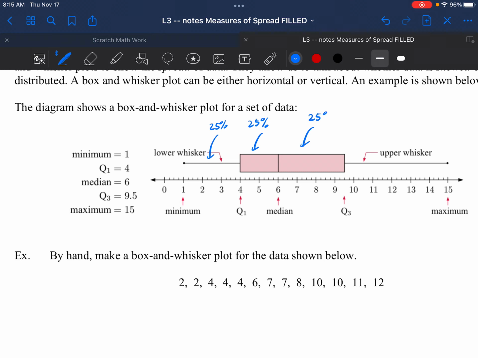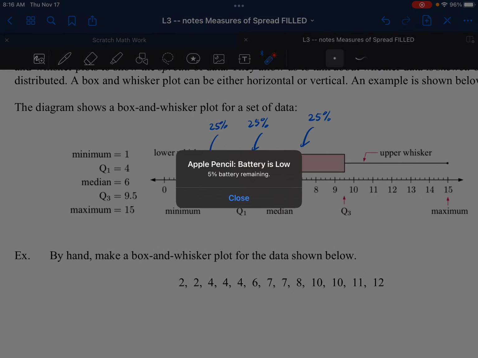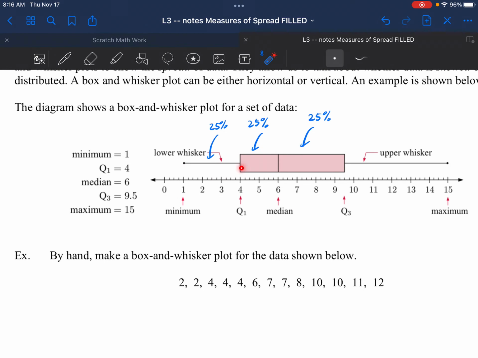So that's why this is called Q1, because it separates the first 25% of data from the second. All right. So in this case, it looks like we have a bigger range of values, a bigger spread here than here. Okay? So it just tells us about the spread and the shape of the data. So that's what the quartiles really mean.